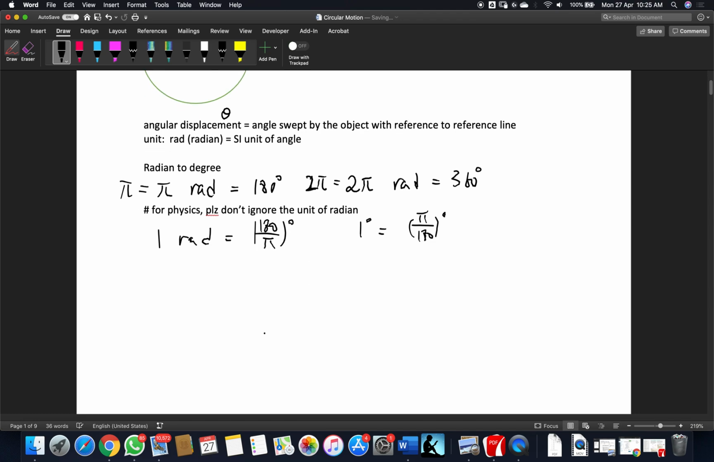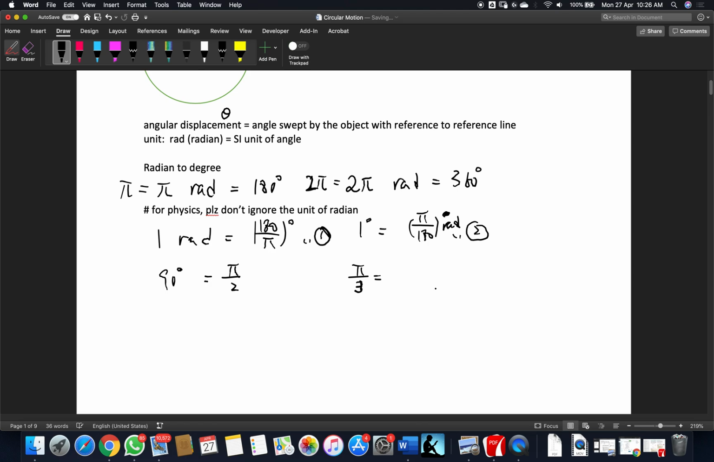Let's give you some exercise. Write down 90 degree in radian, and pi over 3 in degree. You can pause the video and do it by yourself. I'll just give you the answer here. What you can do is multiply the second equation by 90 on both sides. You will get pi over 2. There's no degree here, it's radian.